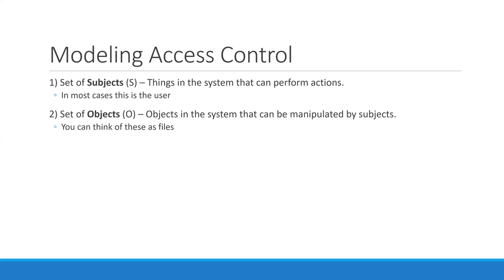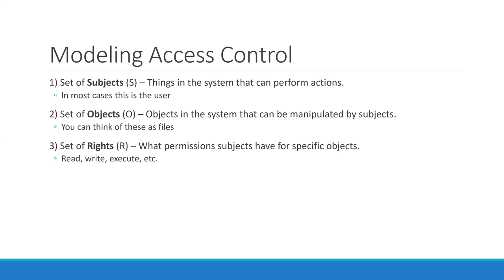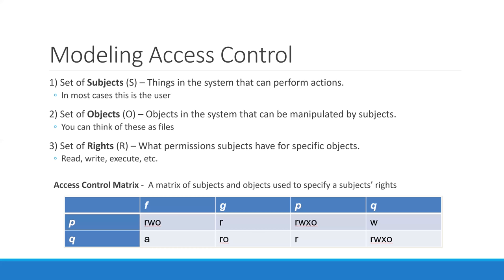So we also have the set of objects, which can be manipulated by the users. And you're going to want to think of these as files. And then, of course, you have the set of rights, and these are like what permissions subjects have over these different files in the system. So read, write, execute, stuff like that. And then we use all of those three points to make an access control matrix, which is just a matrix of subjects and objects that is stored in a system so that you can specify specific subjects' rights in that system.